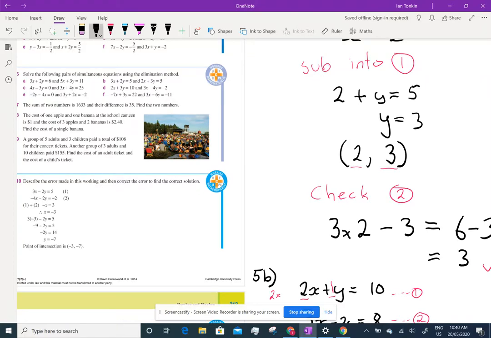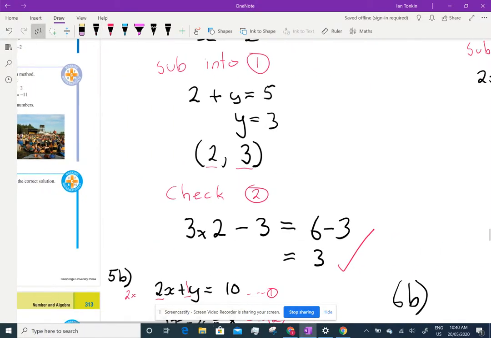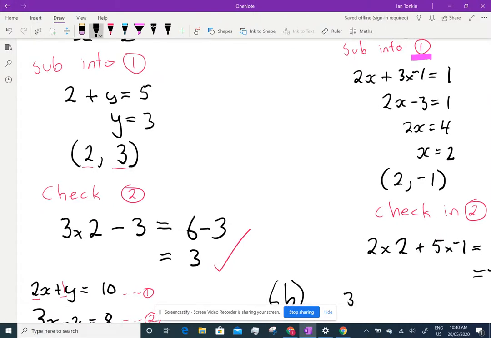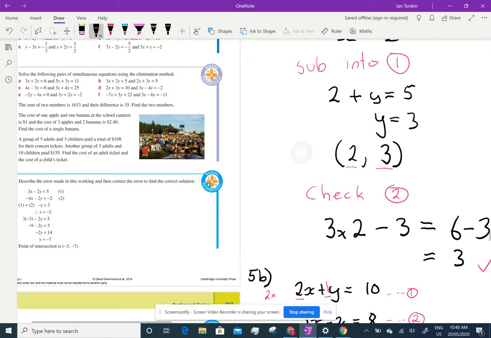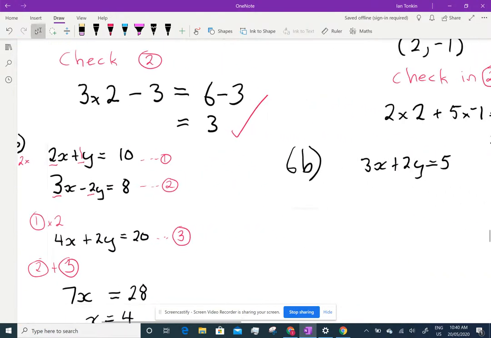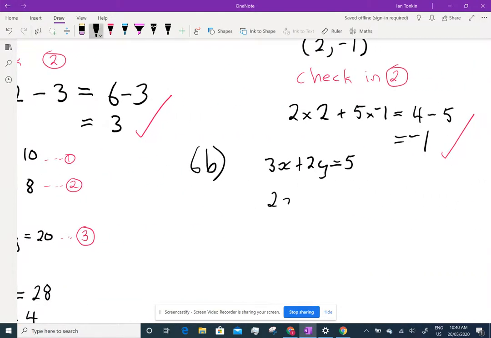Okay, what have we got? 3x plus 2y equals 5. And 2x plus 3y equals 5. Okay, so I've got these two equations. They look very similar.